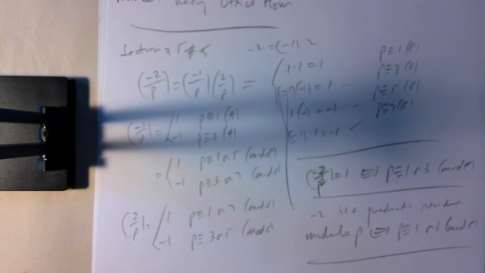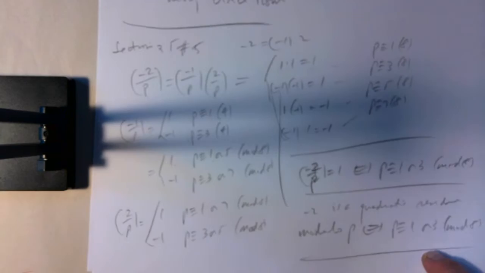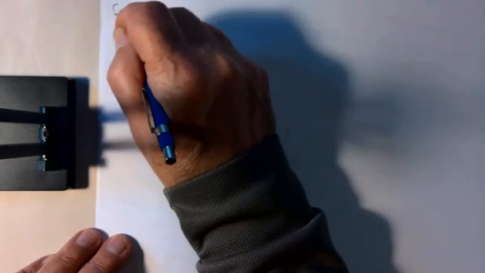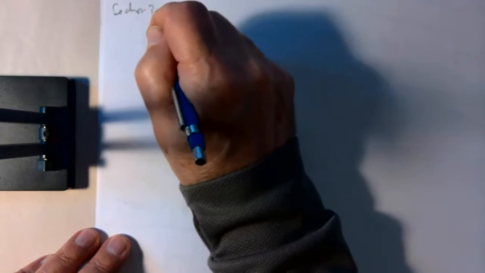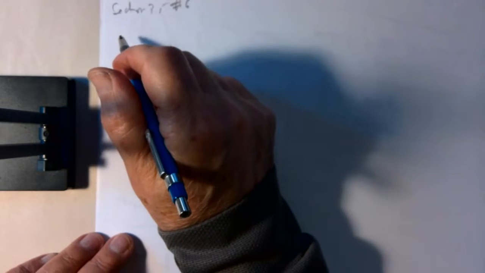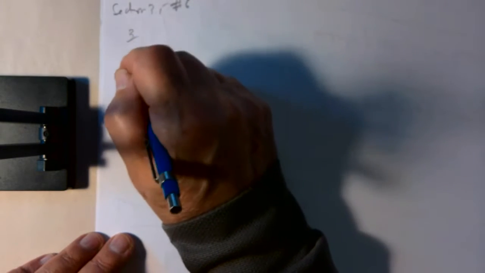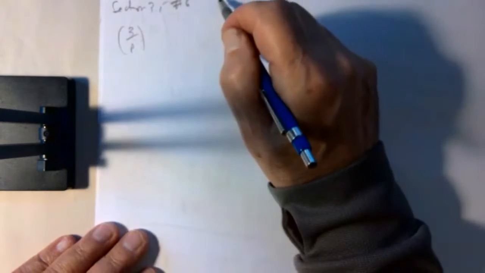Can we go over number 6? Yeah, sure. So we want to find all primes for which 3 is a quadratic residue. So we want to evaluate this Legendre symbol. This divides into 2 cases.